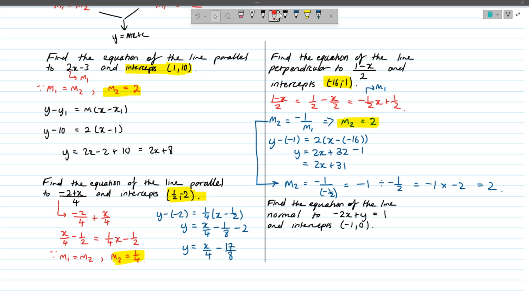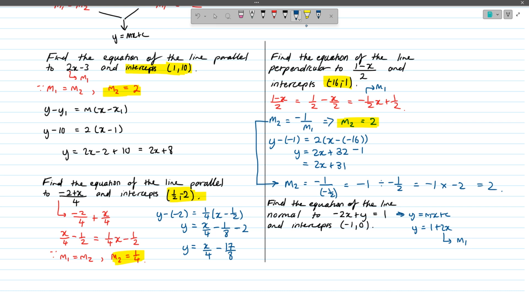So, let's go through the question. Find the equation of the line normal to this equals 1 and intercepts negative 1, 0. So the first thing we need to do is solve for y, because we want this in the form of y equals mx plus c. If we were to solve for y, we would actually get 1 plus 2x. So 2 is going to be our m1.